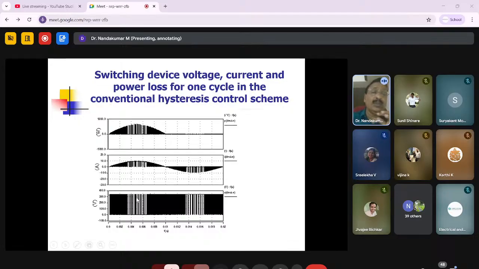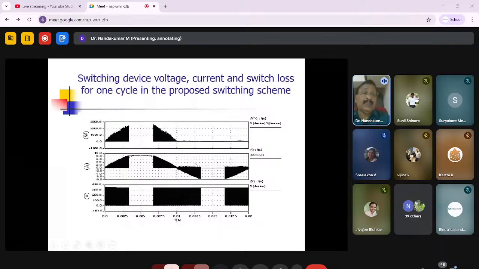Take the product of that, and you'll get the instantaneous power. You take the average value of that power, and that is the switching loss. This is for the conventional method, or the method that I propose, the dual buck topology and dual boost topology, like that one.